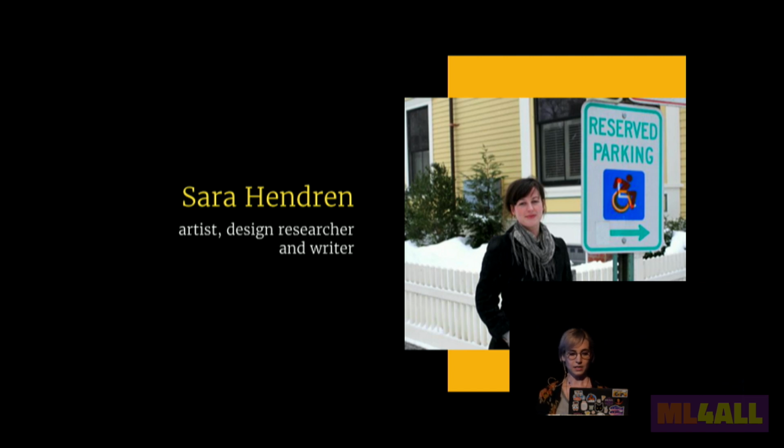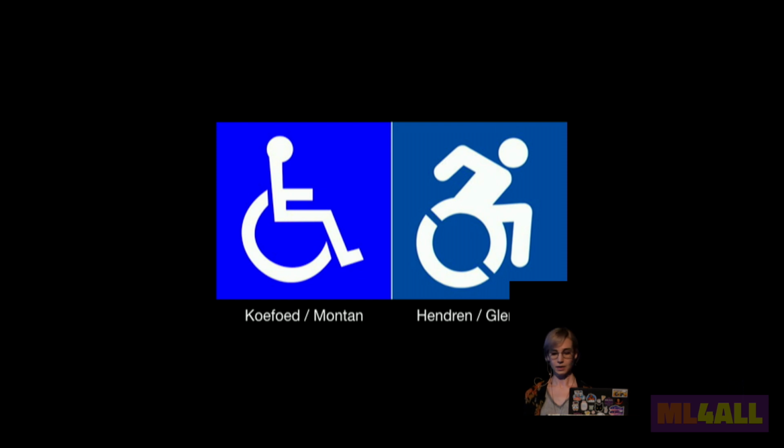So Sarah looked at the universal symbol of access, and she thought that it just wasn't really addressing the lived experience of people who use assistive tech, especially people who make use of wheelchairs every day. And so she set about to redesign the symbol to feel more inclusive, but also more representative of that community. The original icon was designed by Karl Montan and Susanne Koefoed, I think in the 1960s, I could be wrong.